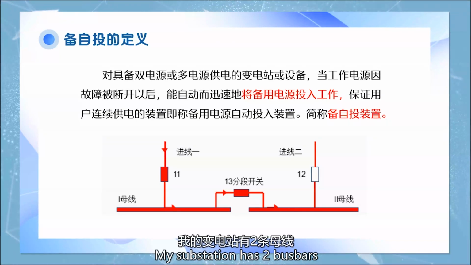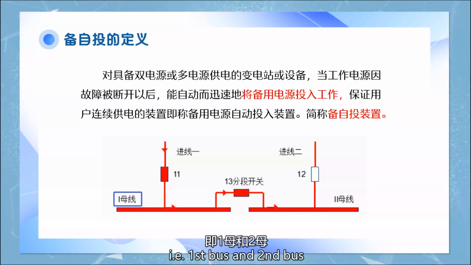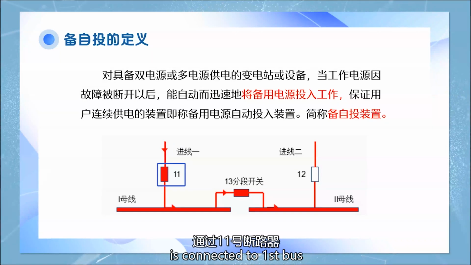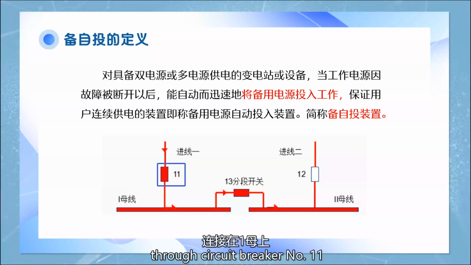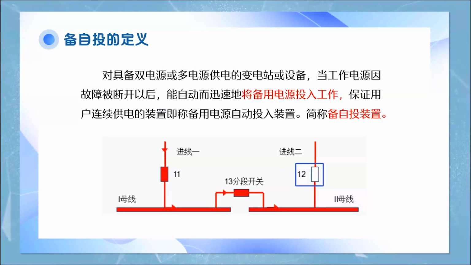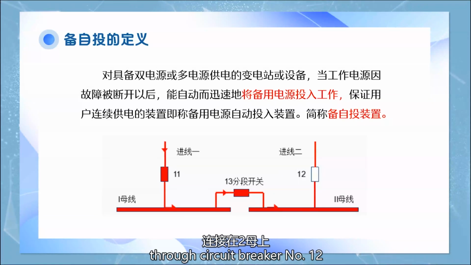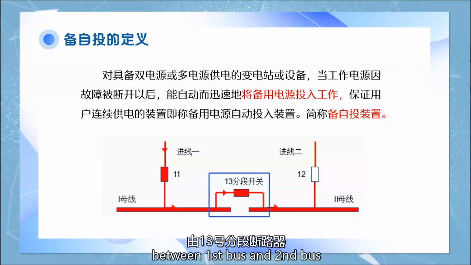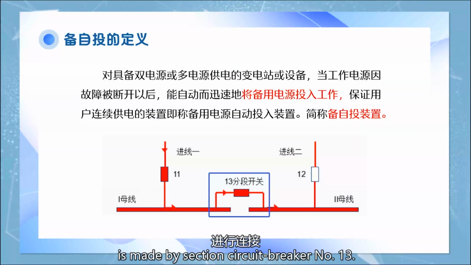My substation has two bus bars, that is, first bus and second bus. Incoming line 1 is connected to first bus through circuit breaker number 11. Incoming line 2 is connected to second bus through circuit breaker number 12, and the connection between first bus and second bus is made by section circuit breaker number 13.